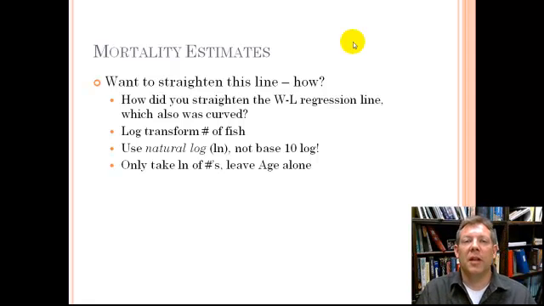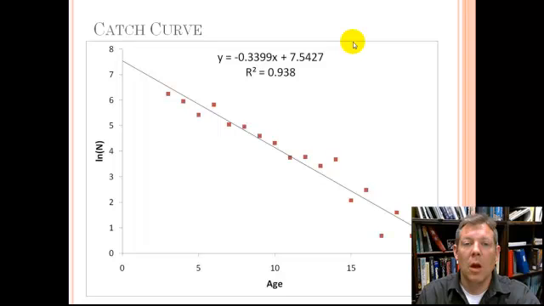You'll also note that instead of log transforming both values, we're only going to take the natural log of the number of fish. We're not going to transform age. Okay, so that's how this is a little bit different. But when we do it, we get something that's called a catch curve. And the catch curve gives us a nice straight line.